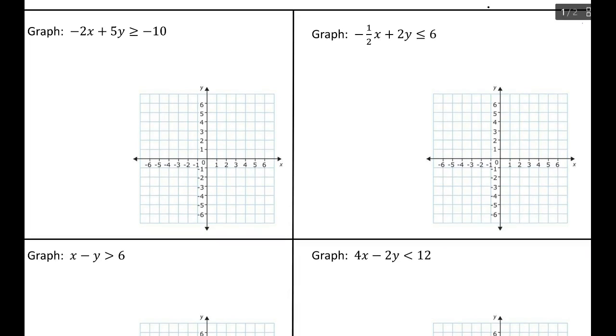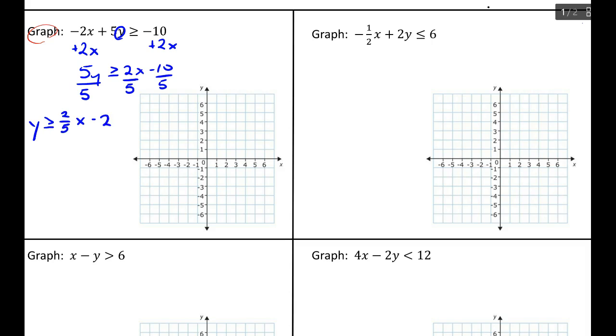First, I want to graph negative 2x plus 5y is greater than or equal to negative 10. So let's put that in slope-intercept form first. We know we want to isolate y. So I'll start by adding 2x to both sides. That gives me 5y is greater than or equal to 2x minus 10. And then, of course, I want to divide everything through by 5 to get rid of the 5 by the y. So that gives me a brand new equation of y is greater than or equal to 2/5 x minus 2.